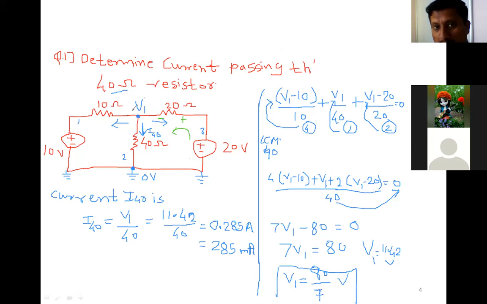Current V1 is small. V1 came 11.42 and this 20 is bigger. Therefore current direction always flows from higher potential to lower.